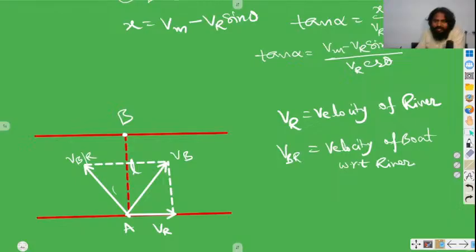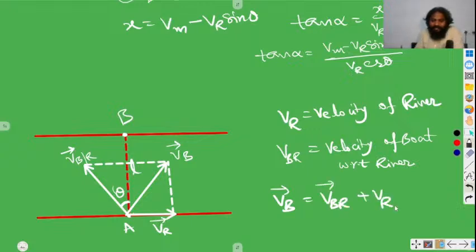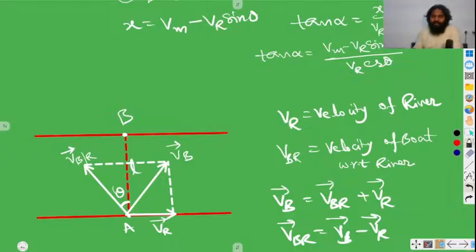Yeah, what is VB? Velocity of swimmer or velocity of boat. This is the velocity which appears to the person who is on the ground. Actually here VBR is making angle theta with vertical. So now what is VB? VB is the resultant of VBR plus VR. So from this you can write VBR = VB bar minus VR bar, meaning velocity of boat with respect to river. Clear?